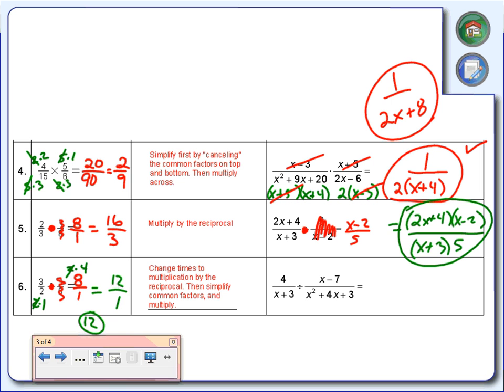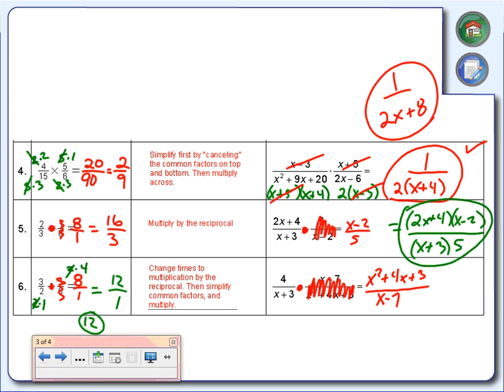So when it comes to division, you just got to remember, change it to multiplication. Take the second fraction, flip it upside down. All right, so we're going to try that over here with our rational expression. I'm going to take the division, I'm going to change it to multiplication. I'm going to take this fraction right here, second one, flip it upside down. So now it becomes x squared plus 4x plus 3 all over x minus 7. So I'm using that one instead of this one.